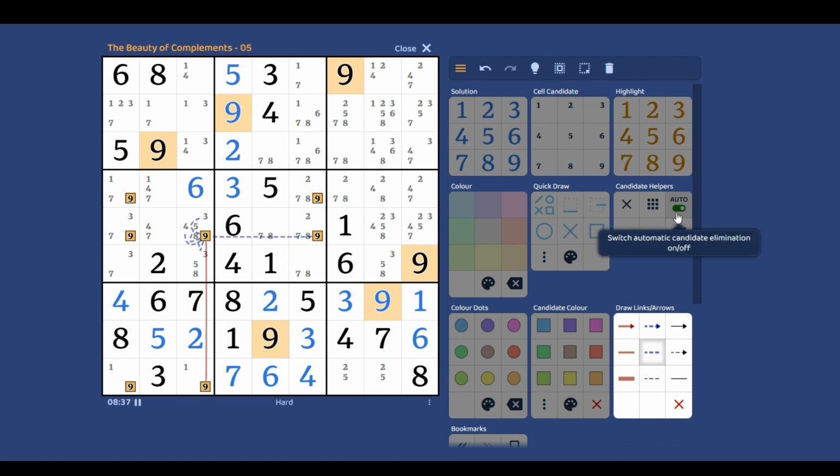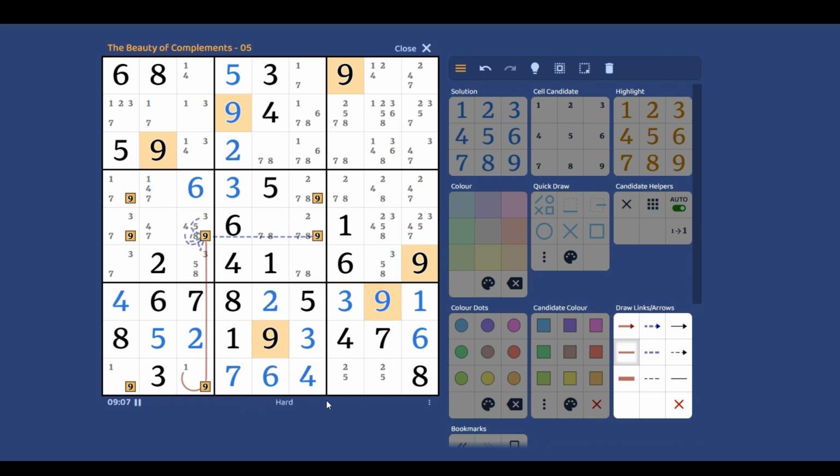Now, if there are only 2 candidates in a cell, then we could say if one is false, the other must be true, and therefore they are strongly linked. So if we look at this bi-value cell down here, which only has a 1 and a 9, we could say the 1 and the 9 are strongly linked here. And remember, these strong links also function as weak links, because if one is true, the other is false.